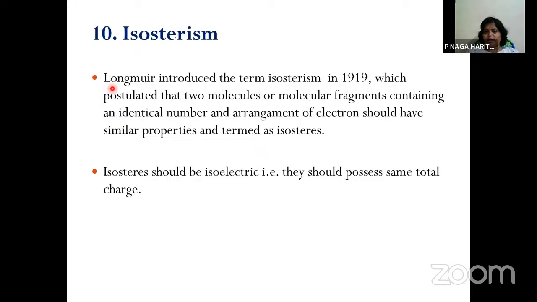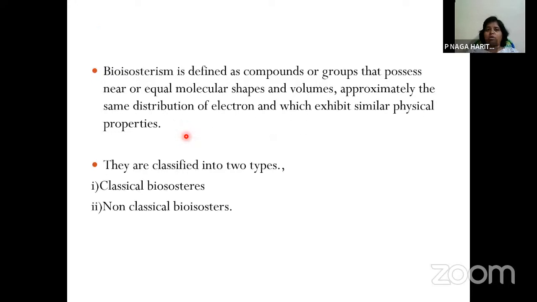Langmuir introduced this term isosterism, which postulated that two molecules or molecular fragments containing an identical number and arrangement of electrons should have similar properties, and they are called isosteres. And these isosteres should be isoelectronic, that means they should contain the same number of electrons or the same total charge. Okay, so bioisosterism is defined as compounds or groups that possess near or equal numbers, shapes, and volumes, approximately the same distribution of electrons, and which exhibit similar properties. That means just like identical twins, how they have everything similar.